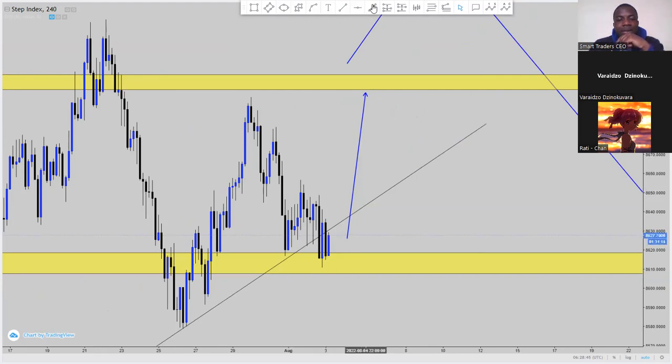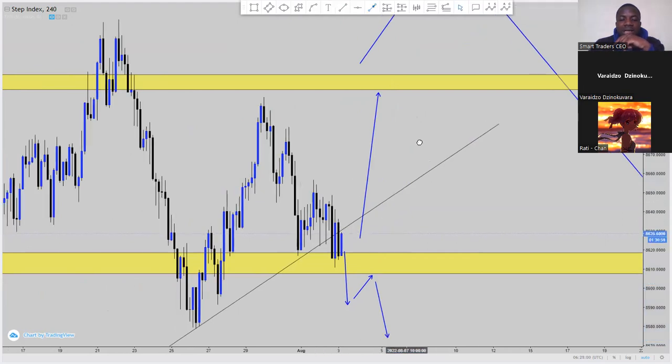Then for sales, remember what we said. We'll only take sales once we break here and retest this area. That is where you're only going to take sales. That's your only condition for sales. But so far, for buys, we want it back inside the trend line.